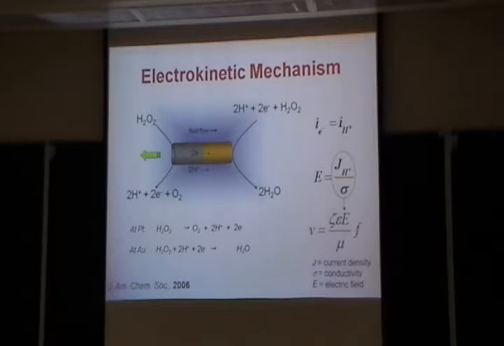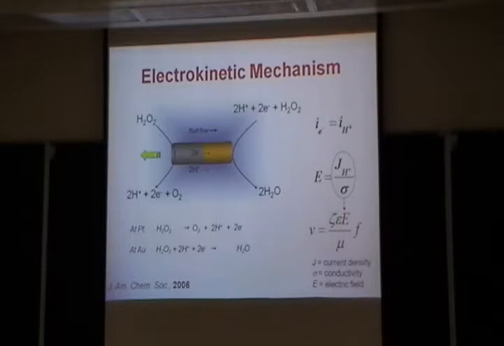Okay, so the velocity should scale as the electric field. This is the mechanism where you have oxidation on one end, reduction at the other, electrons flowing through the rod, protons and water flowing from one side. So the velocities will scale with the charge on the rod.